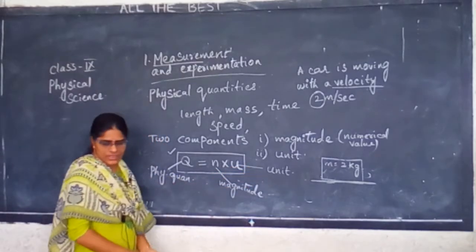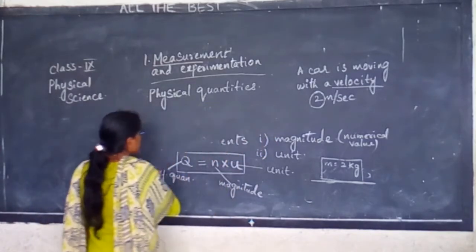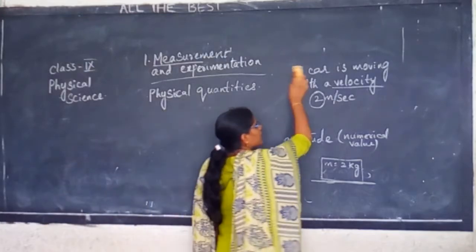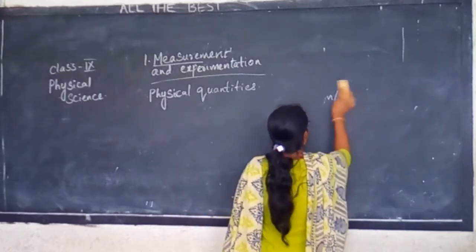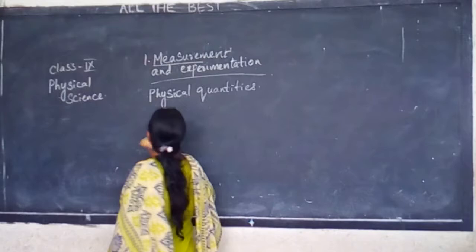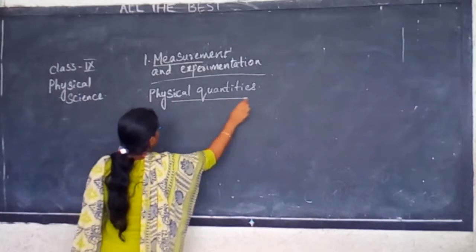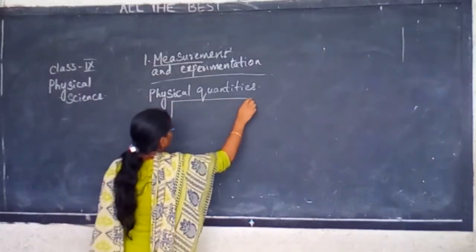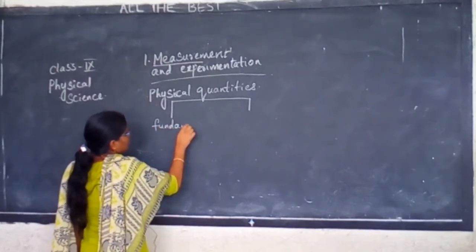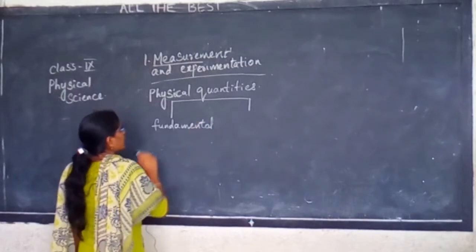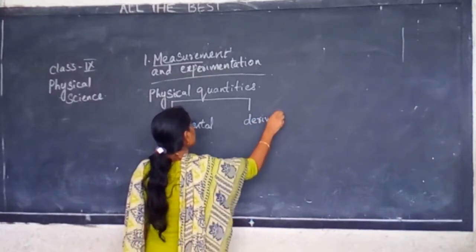Next, in the last class I told you that physical quantities are divided into 2 types. What are those? Fundamental quantities and derived quantities. Physical quantities are again divided into 2 types: one is fundamental physical quantity, and another one is derived physical quantity.